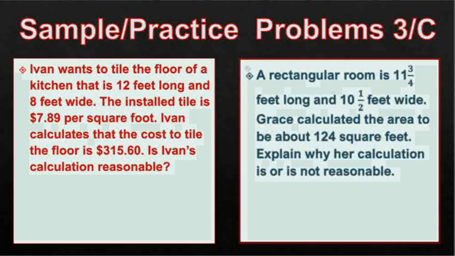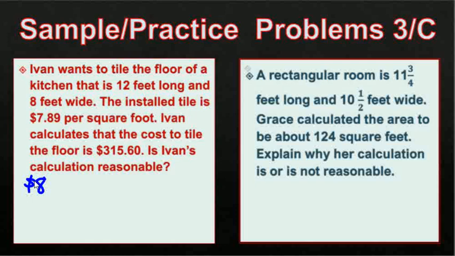Next one, Ivan wants to tile the floor of a kitchen that is 12 feet long and 8 feet wide. The installed tile is $7.89 per square foot. Ivan calculates that the cost to tile the floor is $315.60. Is Ivan's calculation reasonable? We can determine if it's reasonable by just estimating the total cost. And so we can round $7.89 to the nearest dollar per square foot. So we would say that's about $8 per square foot.